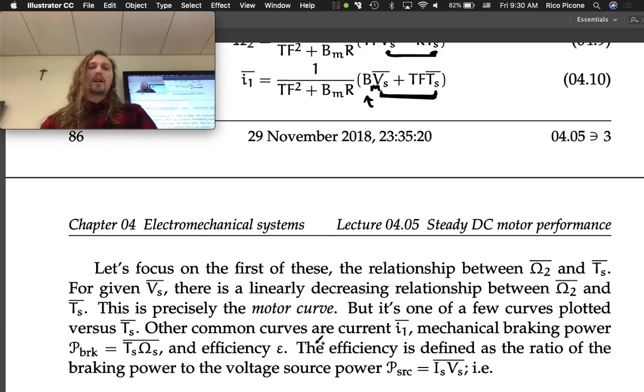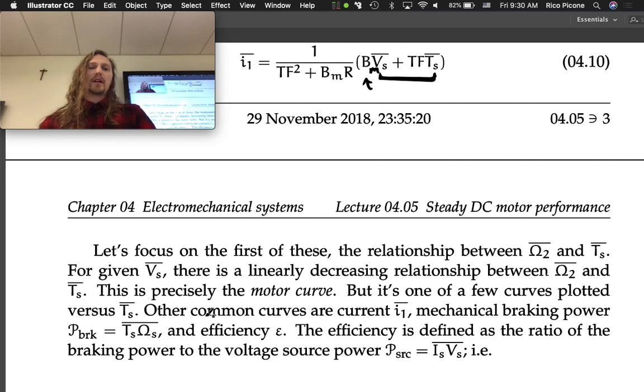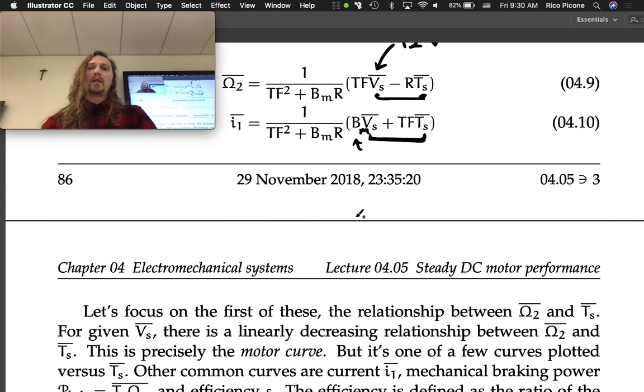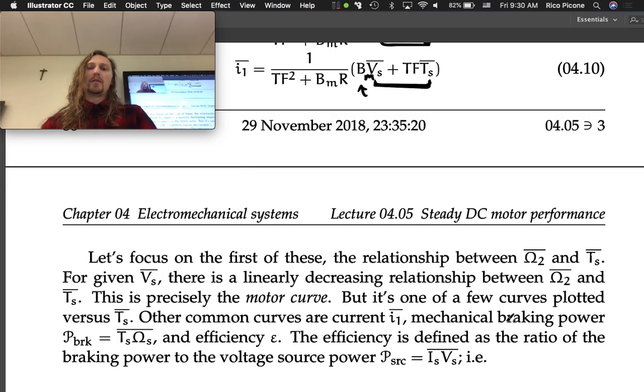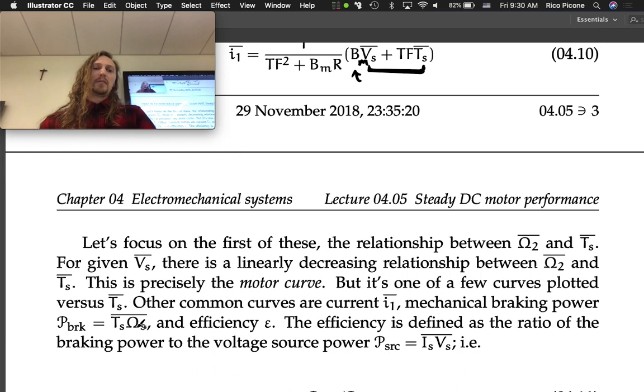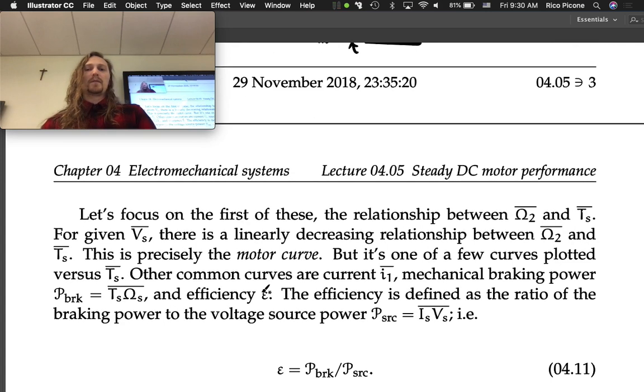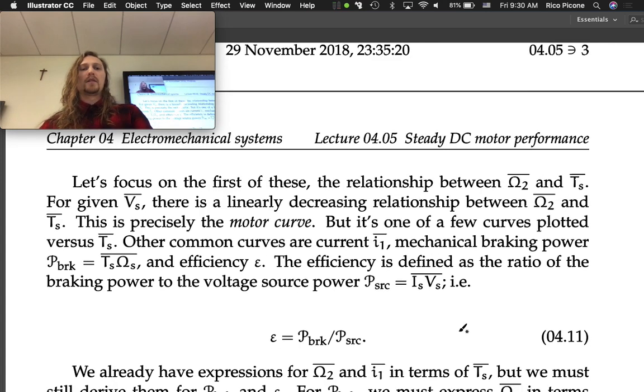But it's one of a few curves plotted versus this torque. Other common curves are the current, so we could plot this one as well. The mechanical braking power, P brake, which is the product of the brake torque and the speed of the output shaft, and the efficiency epsilon. The efficiency is defined as the ratio of the braking power to the voltage source power.